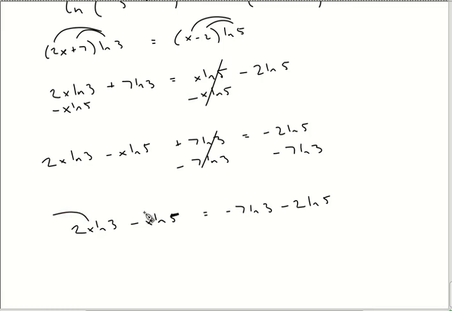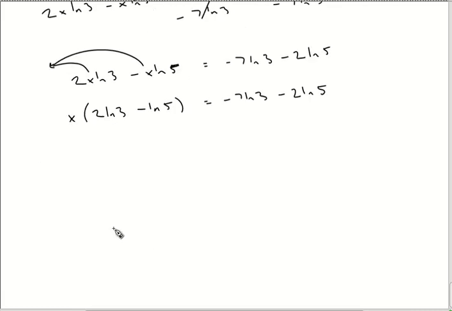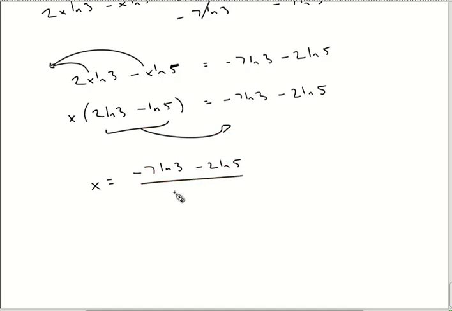I want to get x by itself, so I factor that to the front. And I'm left with 2 ln 3 minus ln 5 is equal to negative 7 ln 3 minus 2 ln 5. Did you ever have this problem back in Algebra? I don't think so, because this is a pretty big problem. Divide it to the other side as one big set of numbers, and there we go. This, what I'm writing here, is your answer.